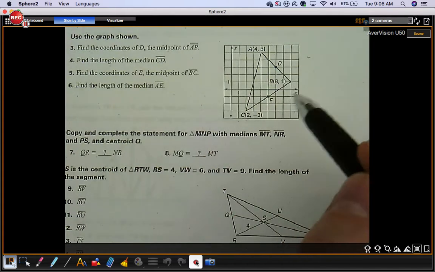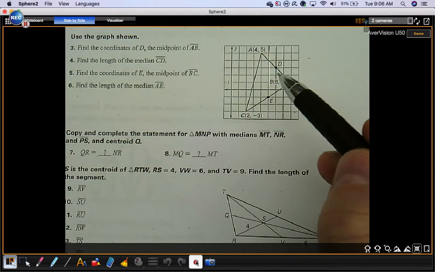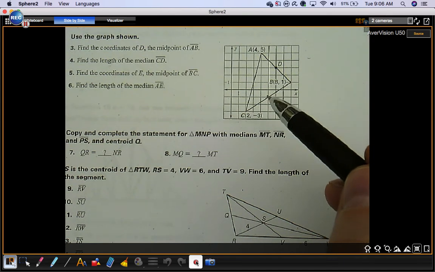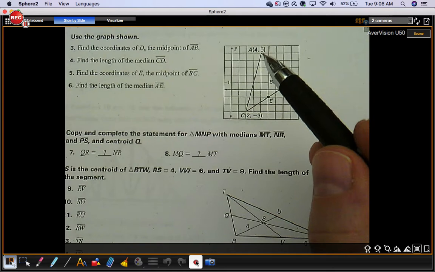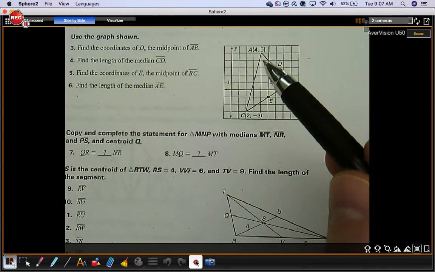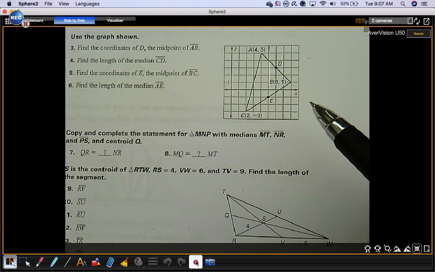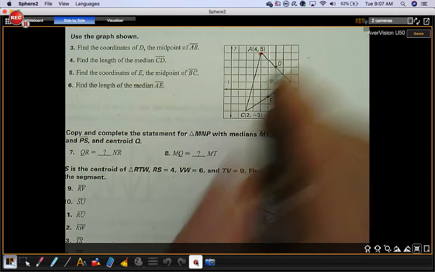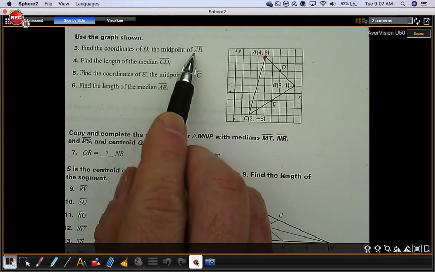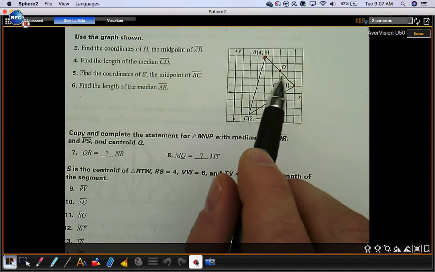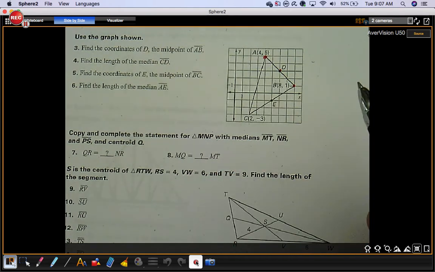Number 3, we're going to use the graph shown. Find the coordinates of D and the midpoint of segment AC. I'm sorry. Find the coordinates of D and the midpoint of segment AB. Where is B? Oh, this is B. Alright, so D is the midpoint of segment AB. That's what that means. I was thinking something different and I couldn't see B. This is the midpoint. Find the coordinates is what they're asking.